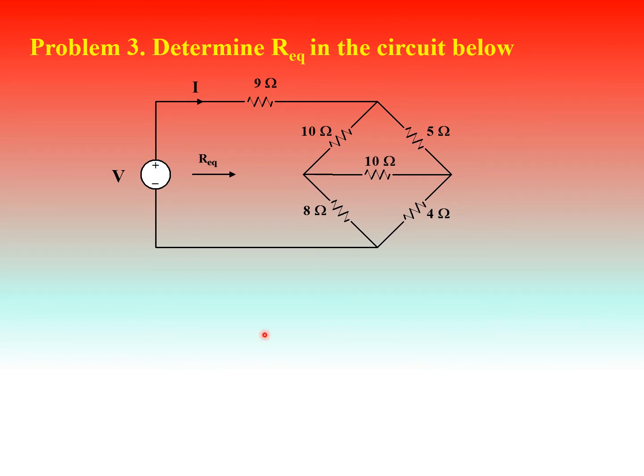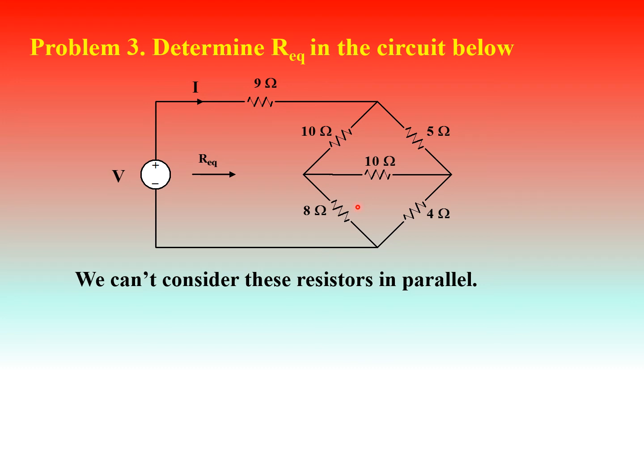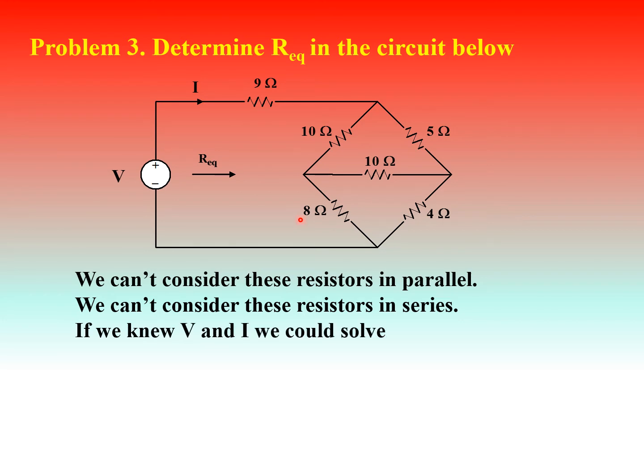Now let us see another problem, that is this one. If the circuit is having this kind of geometry, here if we carefully observe this one, these resistors cannot be considered as parallel, or they cannot be considered as series also. Some different geometries here. So in this case, how to get an equivalent resistance? That is a little bit tricky.